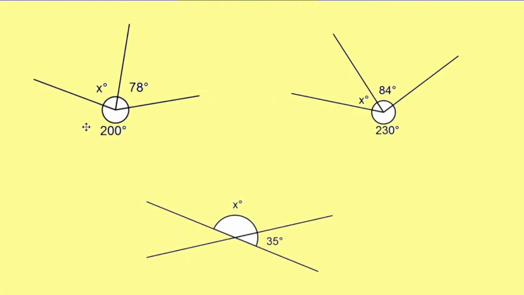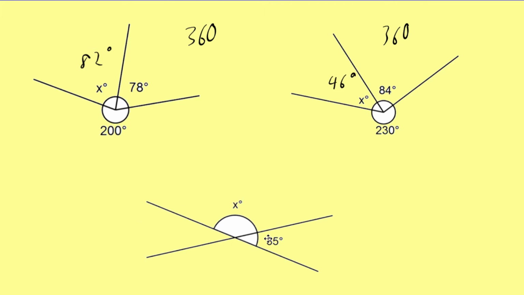Here we've got angles that are round in a circle. So if 180 is a semicircle, the whole circle is going to be 360. So now we're doing 360, take away the other two. So 360, take away 78, take away 200. It's going to leave us with 82 for this one. And here we've got 360, take away 84, take away 230, and that leaves us with 46 degrees here.